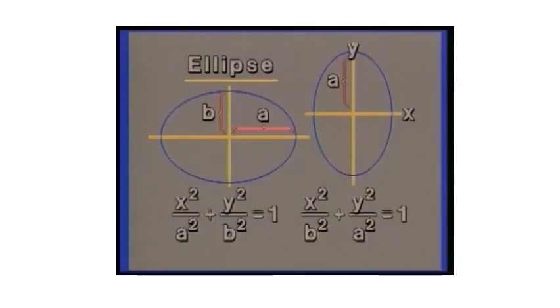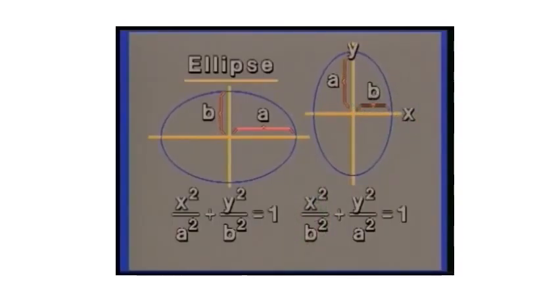Now we know that a is the distance from the center to the end of the major axis, and b is the distance from the center to the end of the minor axis. Well, a and y are vertical distances here, and a and y appear in the same fraction. In a similar way, b and x are horizontal distances, and b and x appear in the same fraction.